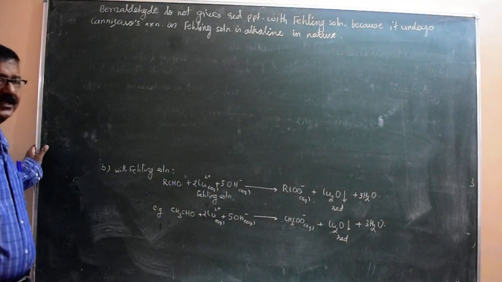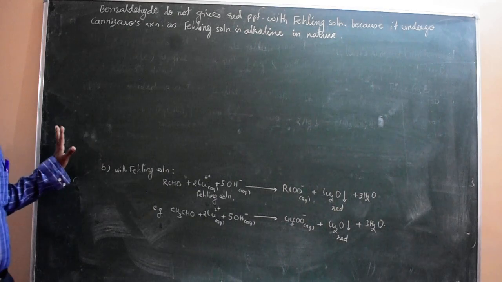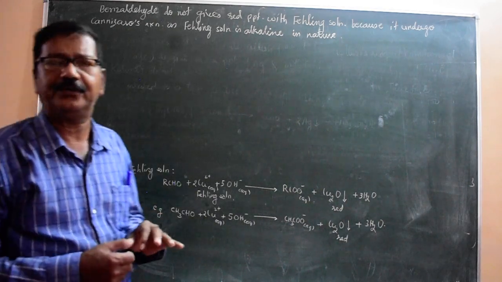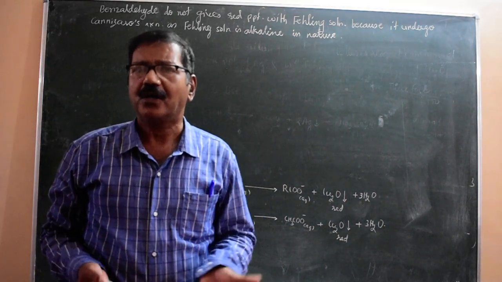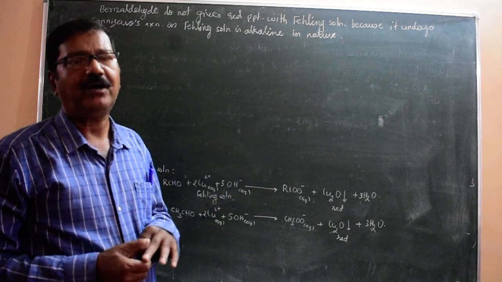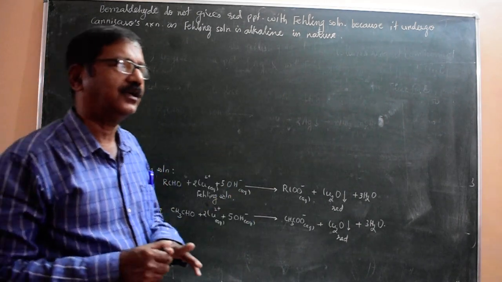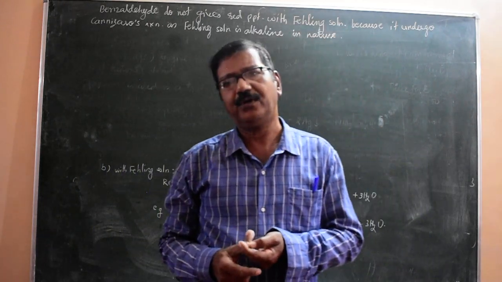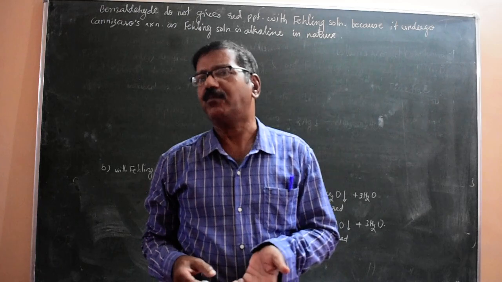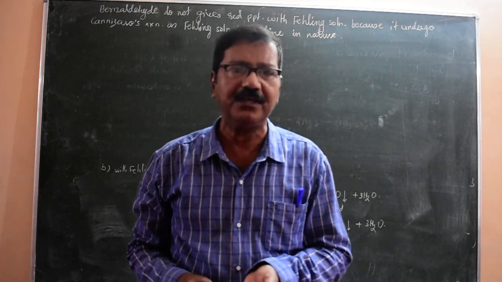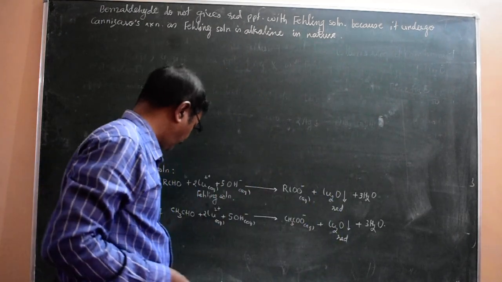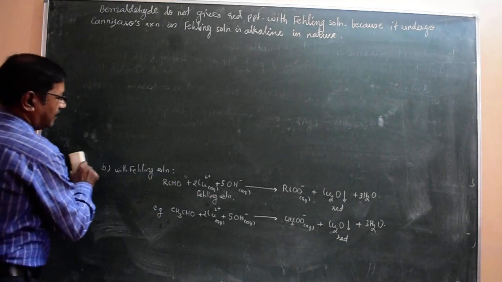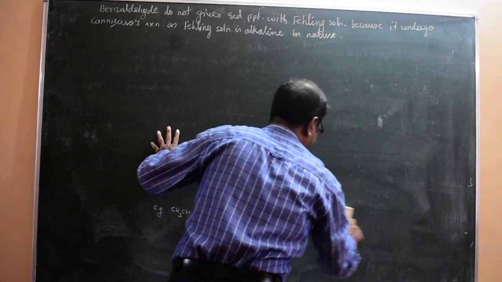So, with Fehling's solution, oxidation of aldehydes and ketones. Ketones do not undergo oxidation with a mild oxidizing agent. However, with a strong oxidizing agent like KMnO4, they are oxidized to carboxylic acids containing a smaller number of carbon atoms. Well, after this, oxidation now.